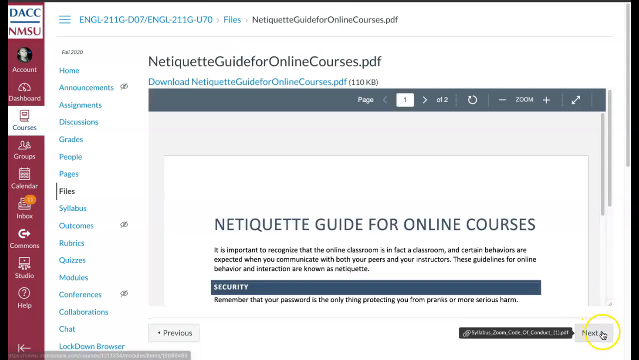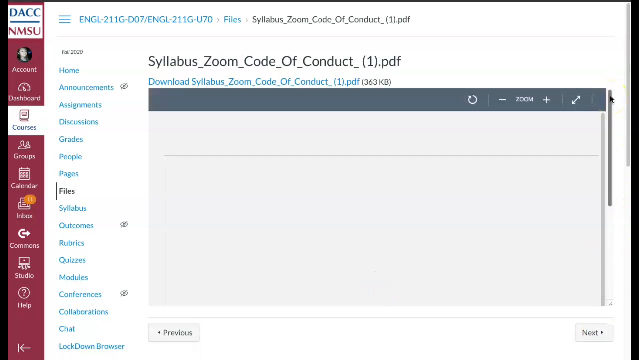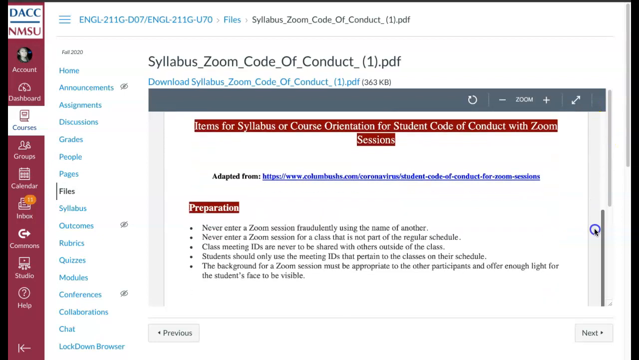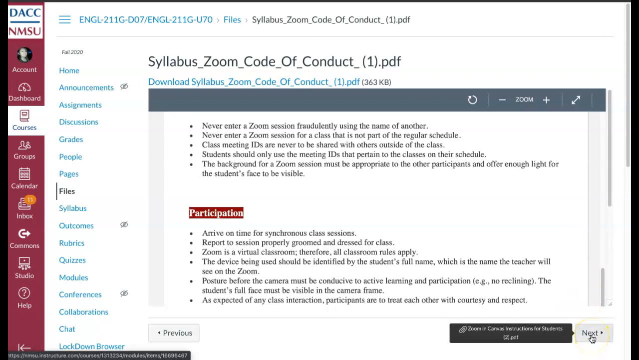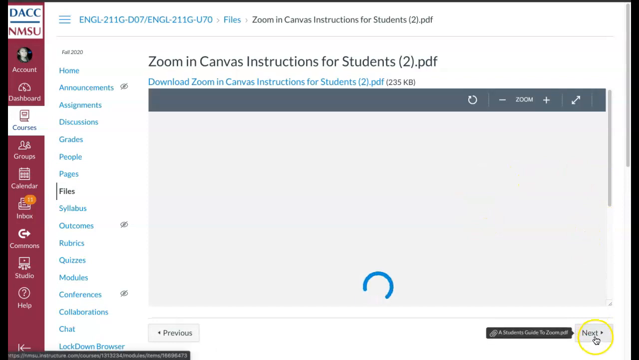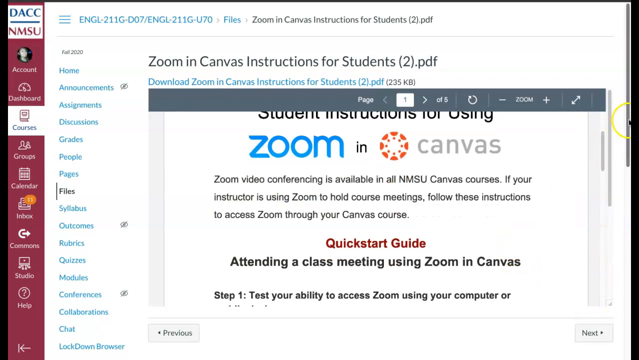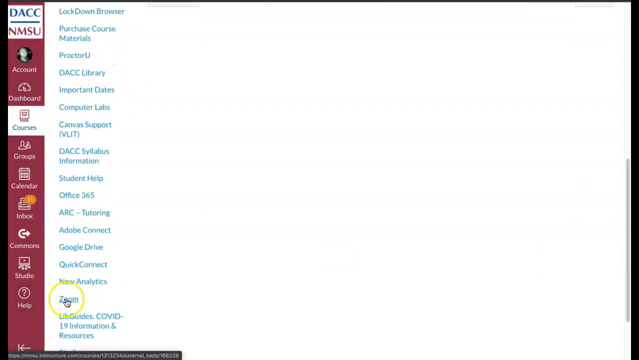Here we have the Netiquette Guide for Online Courses again, and then because we are using Zoom, we have a Zoom Code of Conduct, which basically talks about how to prepare and how to participate. You want to make sure you're dressed appropriately, that we can see your face, things like that that are important for safety reasons. And then we also have some instructions for Zoom in case you are new to Zoom. This shows you how to use it through Canvas. And if you look over here, all you have to do is click here.